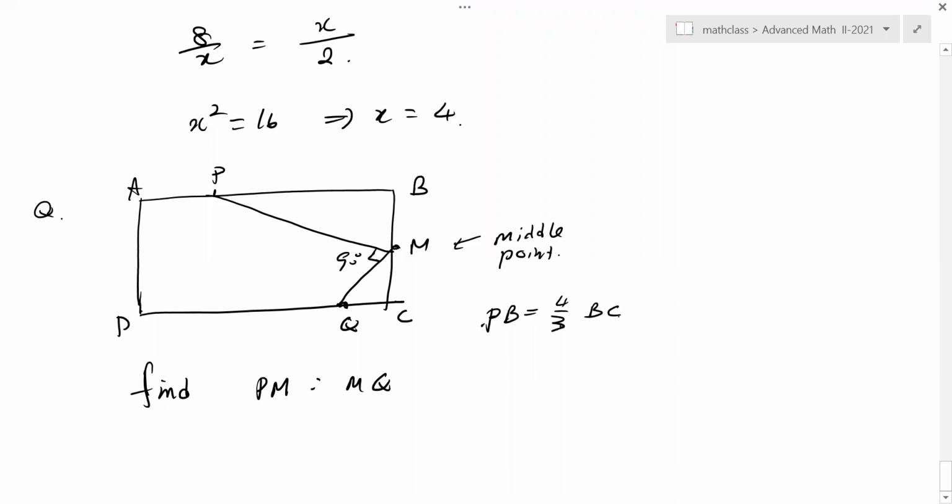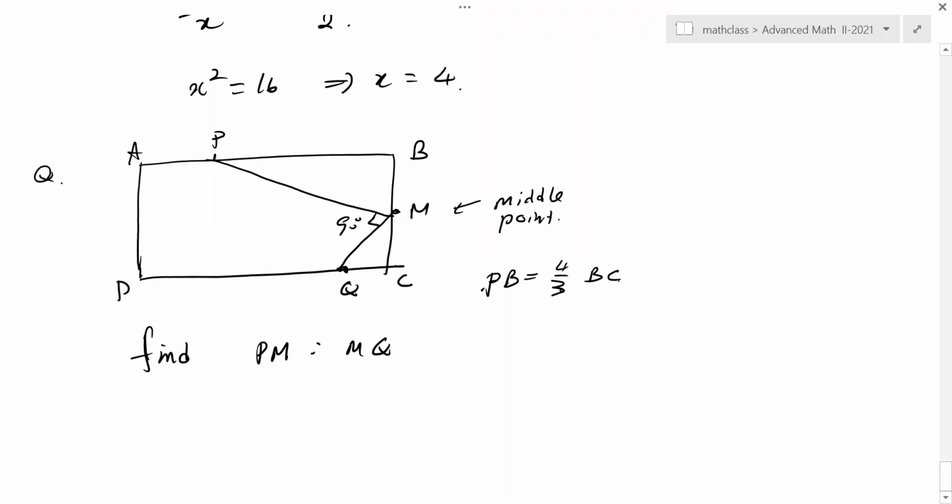So we don't know the dimension. But we know that M is the middle point. So let's call it H, and this will be H. And this we call PM X and MQ Y. And we want to find X to Y, right?